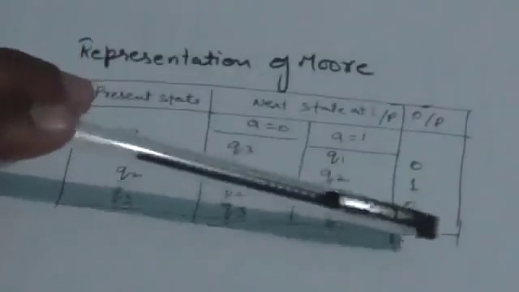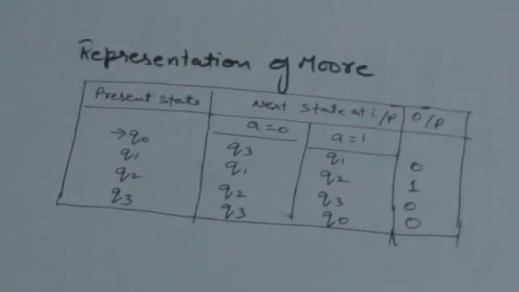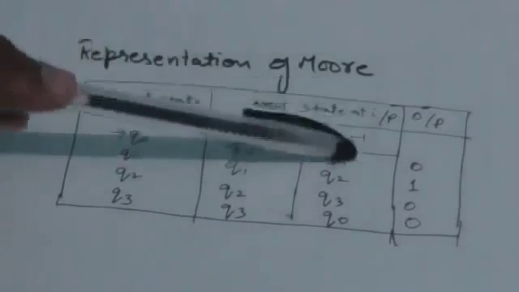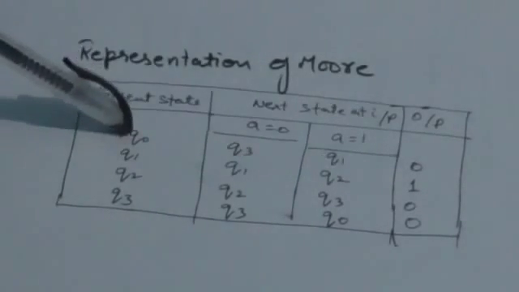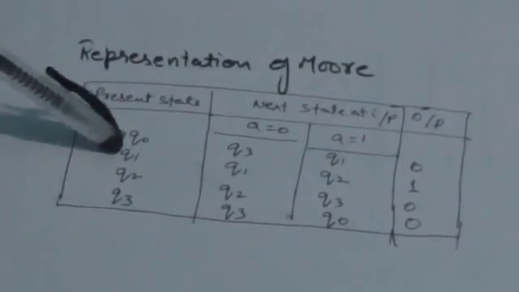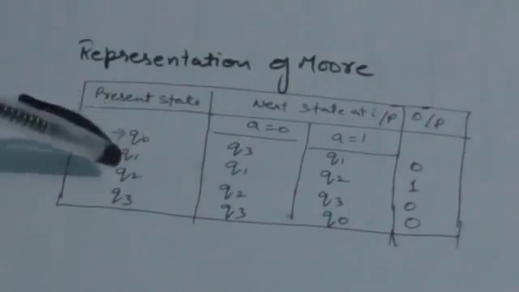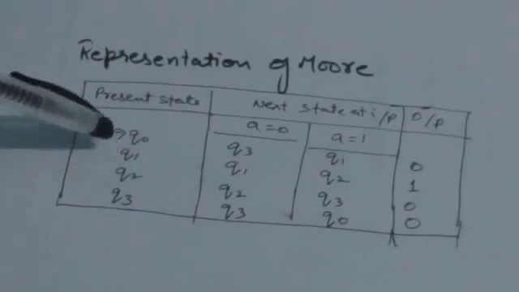Now this column represents the output associated with the present state. Here 0 is associated with state Q0, 1 is associated with state Q1, and 0 and 0 are associated with states Q2 and Q3 respectively.